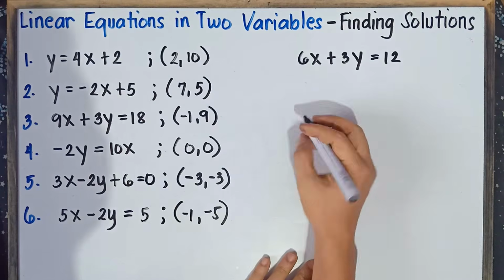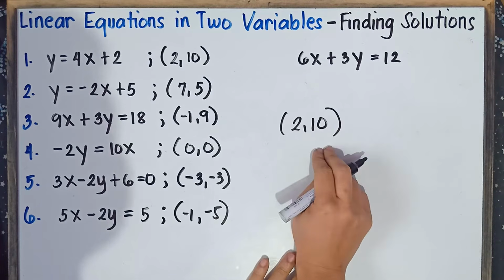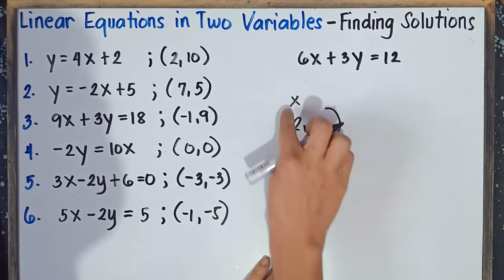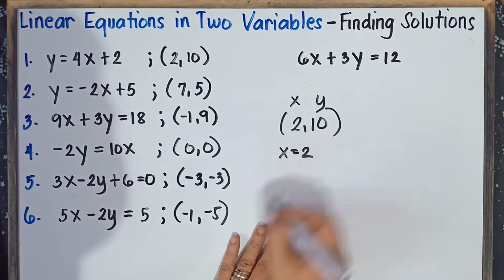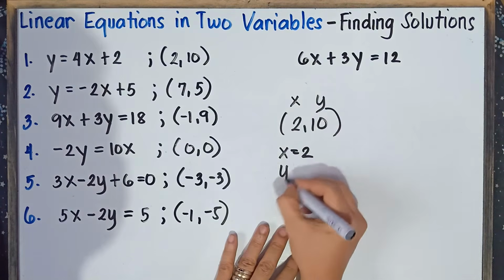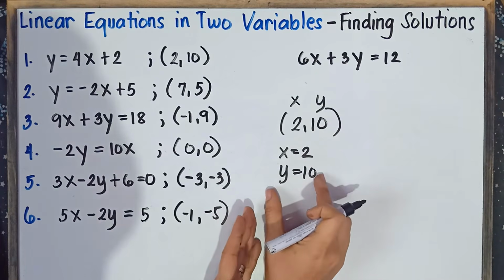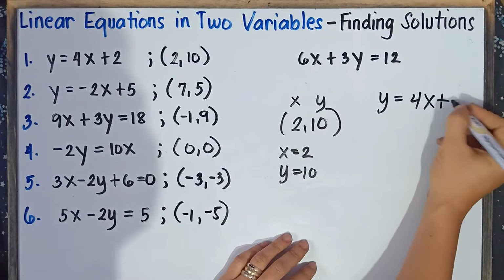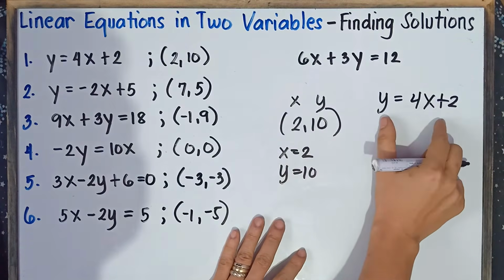Example, class, this one, 2 and 10. Of course we know this is the ordered pair, right? Now in the ordered pair, x comes first before y. So this is x, and then this is y. Therefore the x value is positive 2, and the y value is positive 10. Now, when you substitute the value of x and the value of y in this given equation, y equals 4x plus 2, you substitute the value of x and then the value of y.